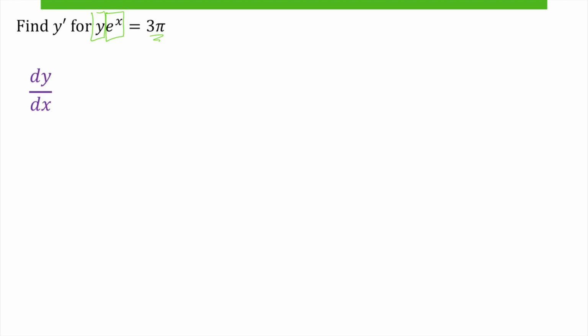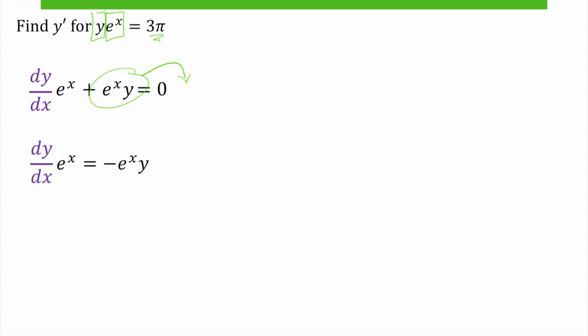Keep that in mind. So for the product rule on the left, we'll have the derivative of the first, dy/dx, times the second, e to the x, plus derivative of the second. The derivative of e to the x is still e to the x, times the first. And the derivative of 3 pi is 0. Now we'll get this guy over to the other side, and then we can cross out those e to the x's, and we're left with dy/dx equals negative y.